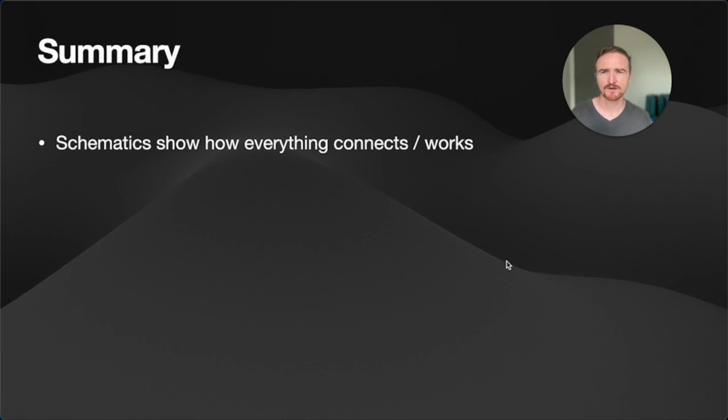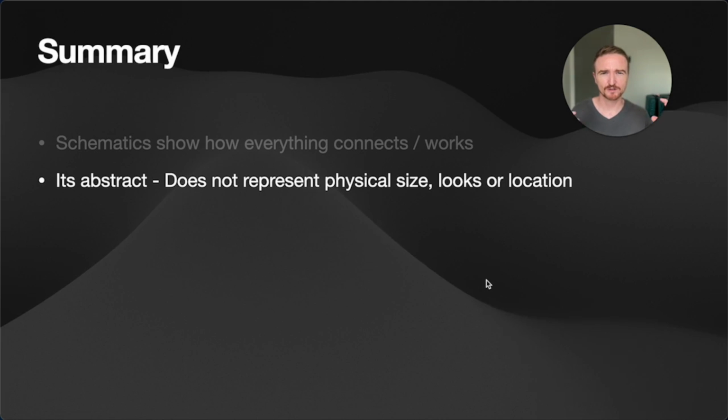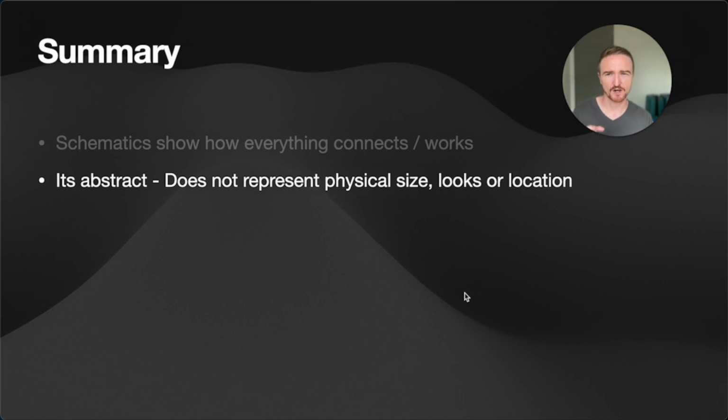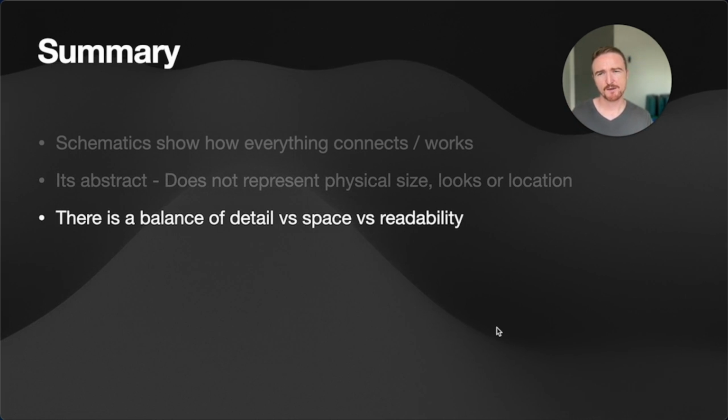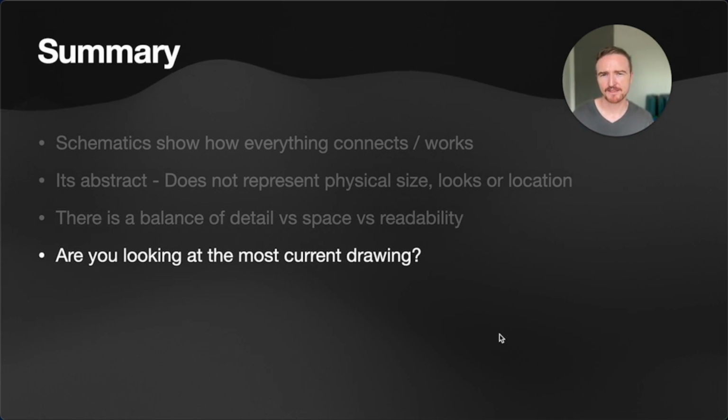Okay, nearly done. Schematics show us how everything connects and how it works. It's abstract, so we're not trying to look like the correct size or scale of the individual things. This is kind of like a logical drawing. There is always a balance at play with the person drawing it around the amount of detail they include versus how much space they have on the page versus how easy it is to read. We can put a massive amount of detail onto one page, but if it becomes too hard and too complicated, then people are going to struggle to read it. So there's always a balance to be had there, and again, we'll talk more about that in future videos.